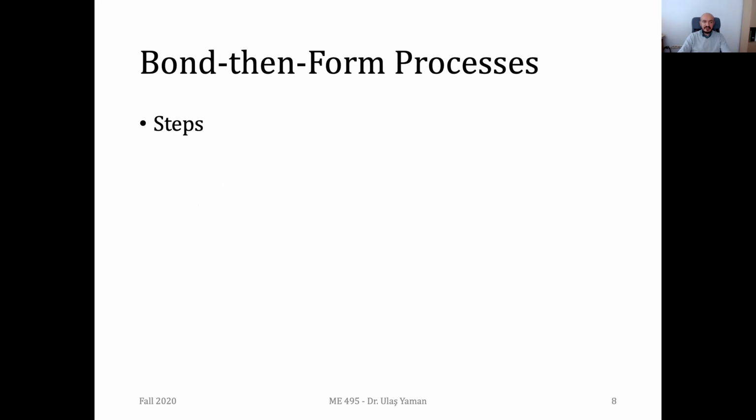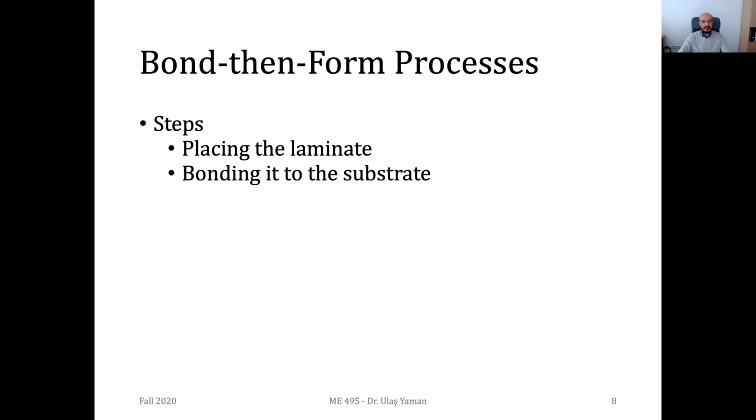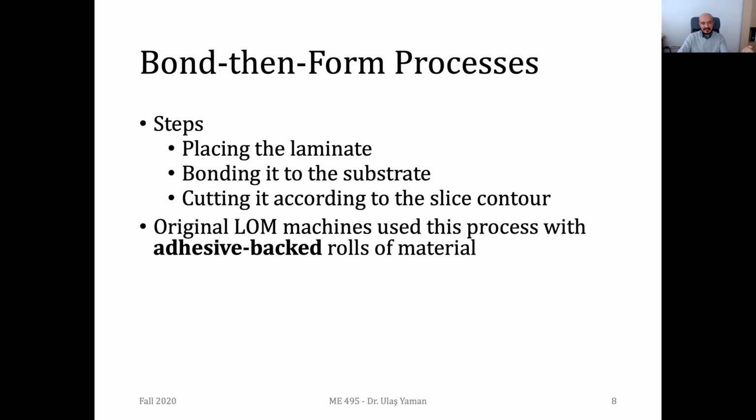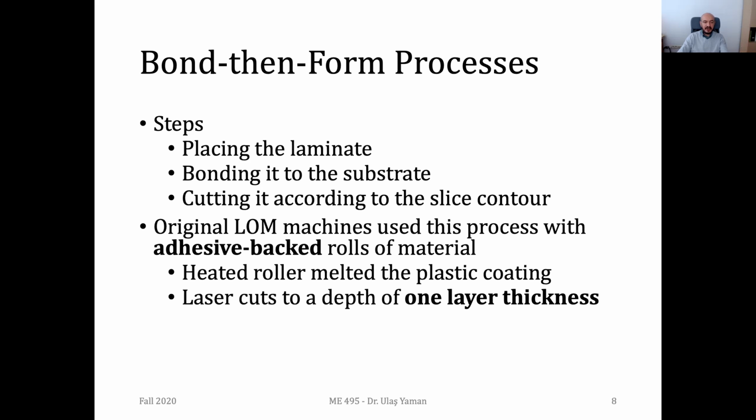Now we will first focus on bond then form processes, which means that you will have undeformed sheets on top of each other and then do the cutting or forming operation. So we are placing the laminates on top of each other. If it's the first layer, then it should be bonded to the substrate, obviously. And then the other steps are simpler. You cut it with the help of your cutter or laser. And we make use of adhesive-backed rolls of sheet material. In the schematic, we have seen that sometimes there are heated rollers. With their help, the plastic coating is melted, and it helps the bonding process.